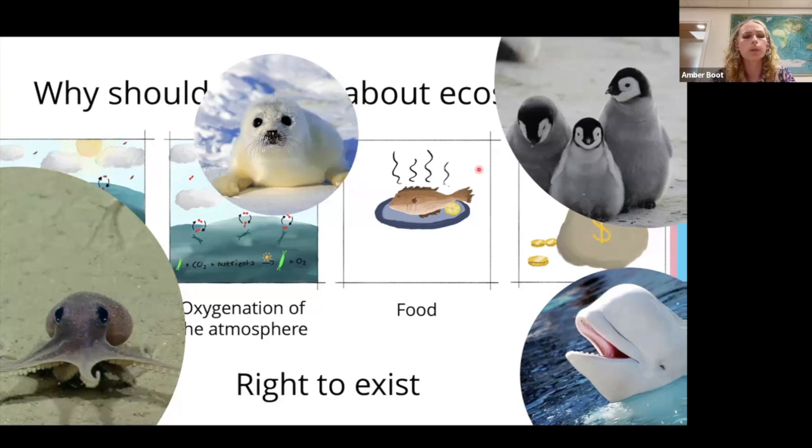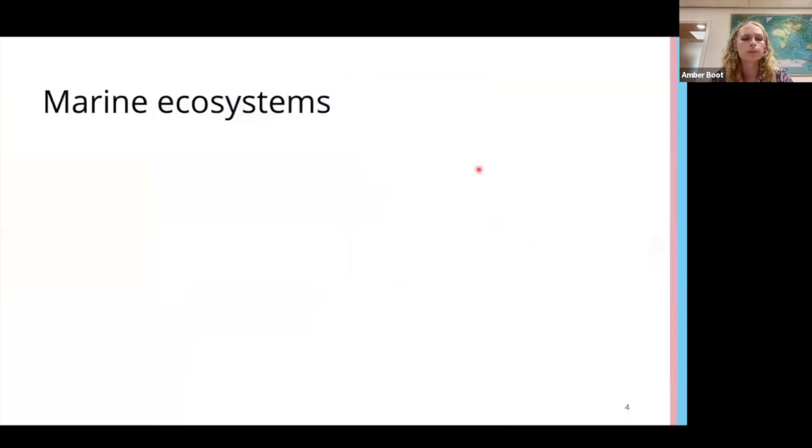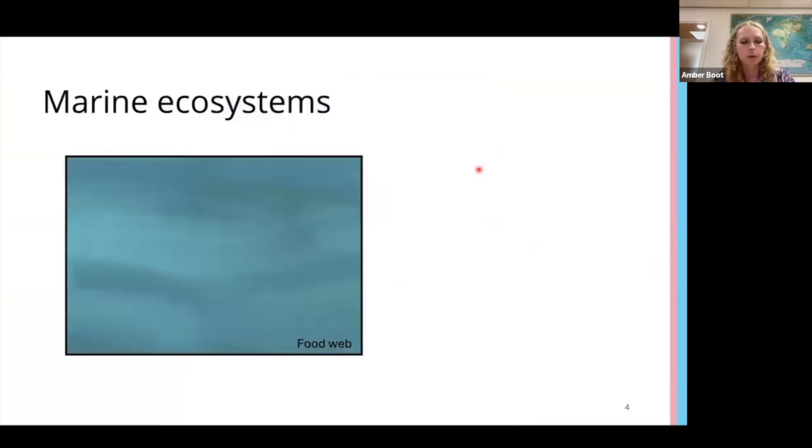Now, let's talk more about the functioning of marine ecosystems. And I want to start with the food web. So at the bottom of the food web in the ocean, the lowest trophic level, we have phytoplankton. And phytoplankton photosynthesize, and they are basically the plants, the trees of the ocean.